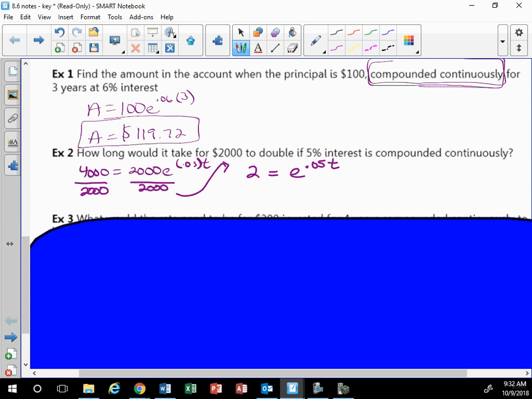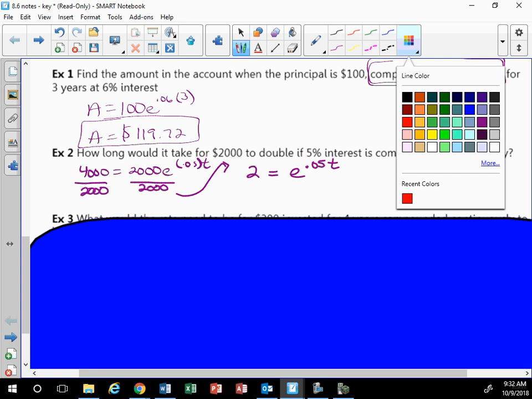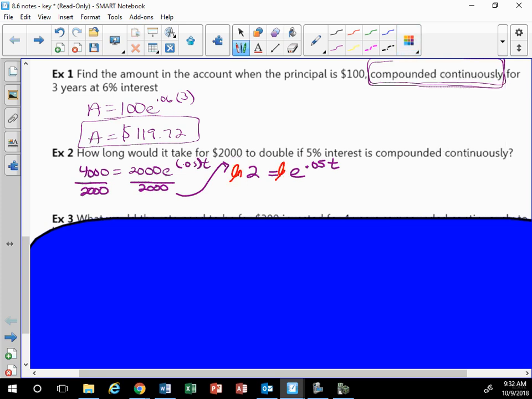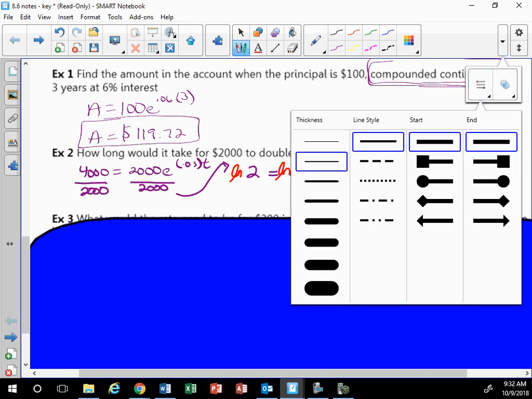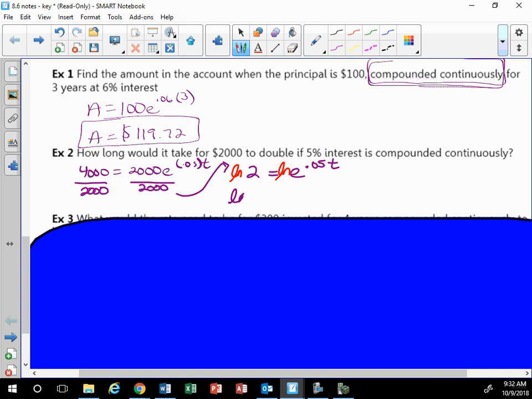Why do you think that's the case? Yeah, we got an e in there, okay? So let's do natural log of both sides. On the left here, I've got natural log of 2. Then over here, I have 0.05t times natural log of e. Guys, do you remember what natural log of e is? It's just 1, right? e to what power is e? So really, my equation is natural log of 2 equals 0.05t.